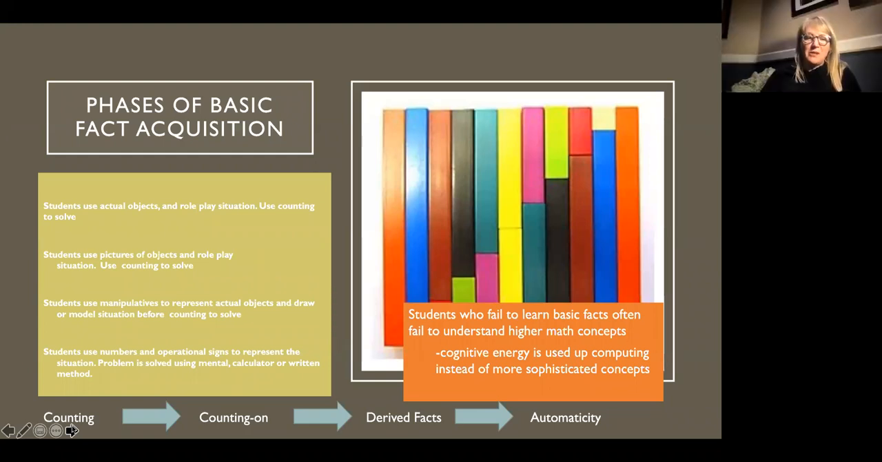Awesome. Yeah, it always makes me think of Kathy Marks Krpan and her concept circle, starting with objects to do one more, two more, and then moving to pictures and then moving to numbers. Those are a great way.